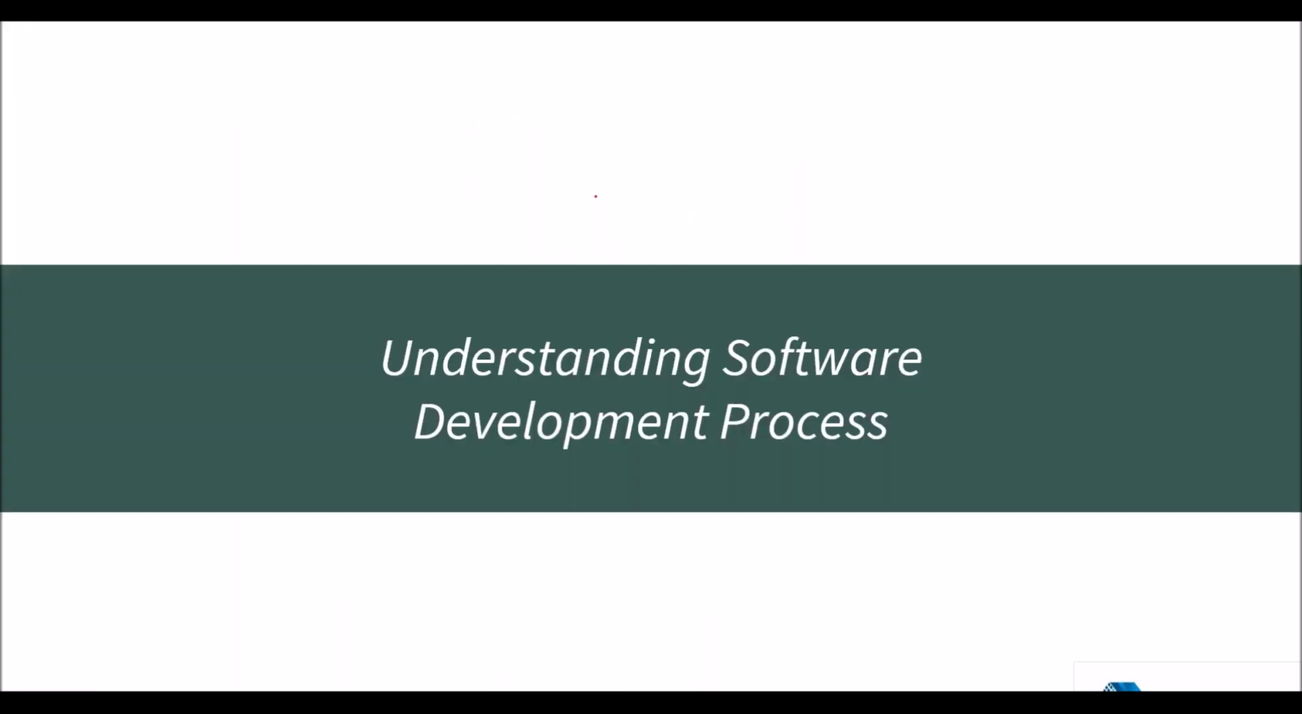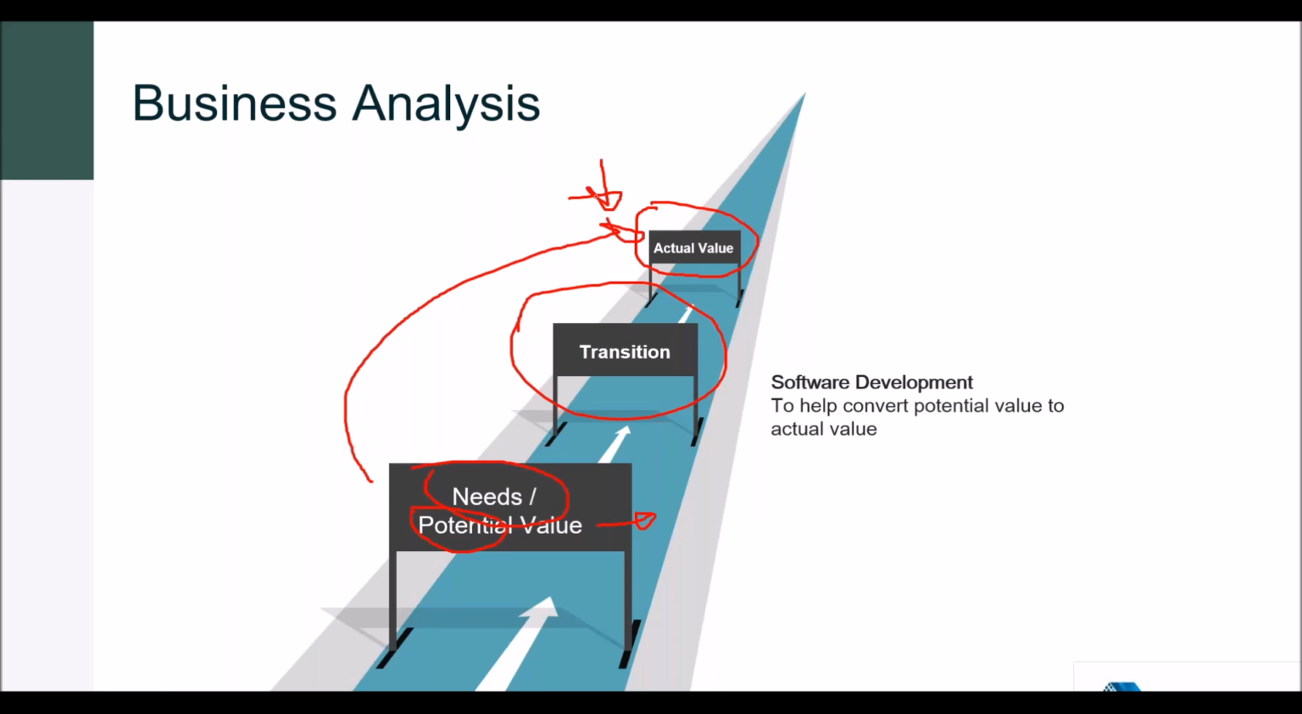So the range of activities for a business analyst starts with finding the right solution, understanding what is to be done. So in the reverse order, first you need to understand what is to be done, then finding the right solution, then taking the organization through the transition period till the time they realize the actual value.